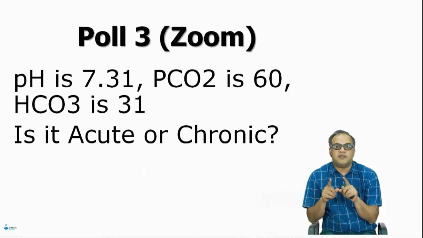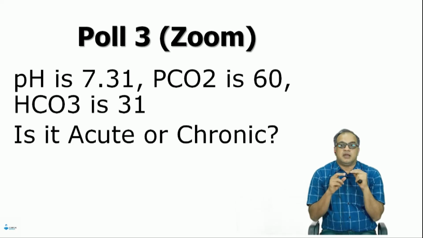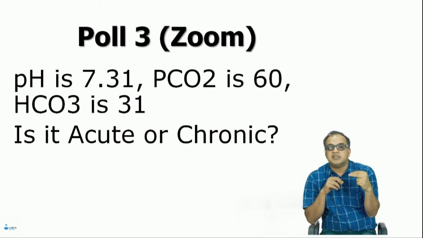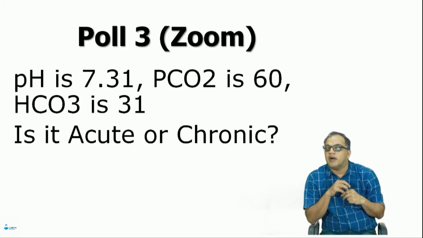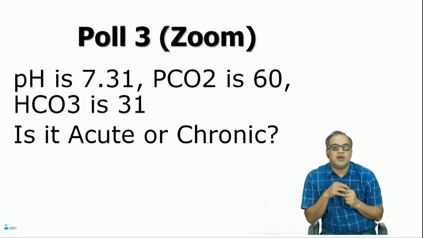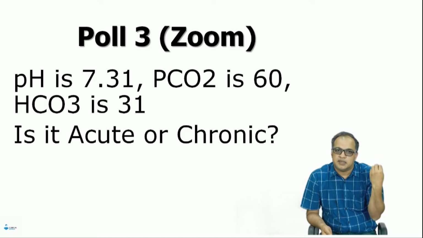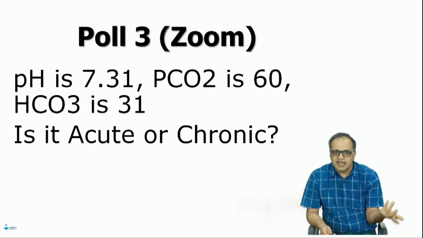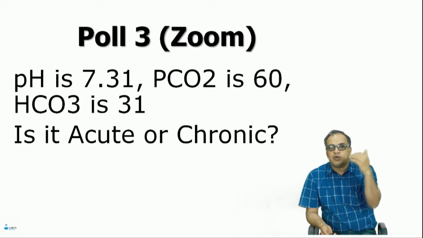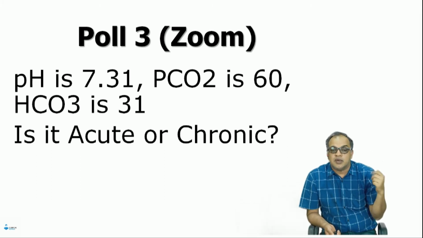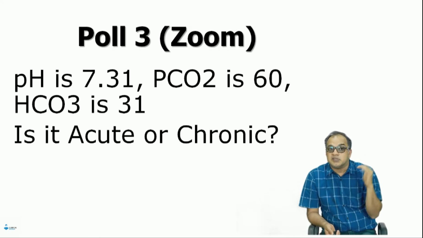Now, if CO2 is 60, what should be the pH? CO2 is 20 more than normal. For every 10 rise in CO2, the pH should go down by 0.1. So pH should have gone from 7.4 to 7.2 in acute. But it is 7.31. So it is more than what is expected. That means something else is going on.